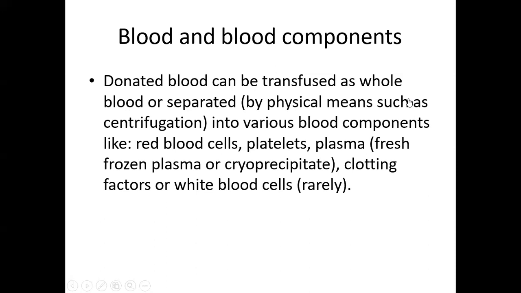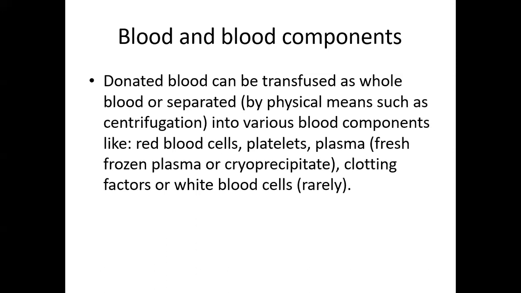by physical means, such as centrifugation, where you get various blood components, like red blood cells, platelets, and plasma. Then plasma can be further separated into other products, like clotting factors or other cells, though rarely do we use the white blood cells. Another means of separation would be sedimentation, where you let blood stay, then it sediments. You find the red blood cells at the bottom, then there would be a buffer coat between the red blood cells and plasma on top. And this buffer coat now contains mainly platelets and white blood cells.